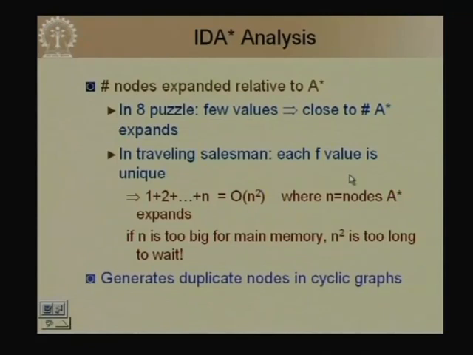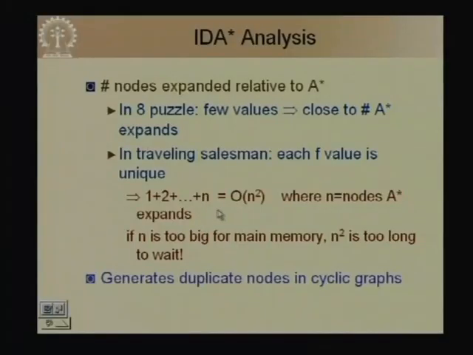In the traveling salesman problem, each f value is unique if the path costs are real numbers, and the number of nodes expanded will be of order n square, because it could be the case that at every iteration one more node is expanded. So, the total number of nodes expanded is 1 plus 2 plus 3 up to n, which is of the order of n square. And if we are using depth first search, we really cannot detect nodes which have been expanded before. So, it is not a very good choice if we have a search graph. Otherwise, depth first search is very attractive because the space requirement is small.